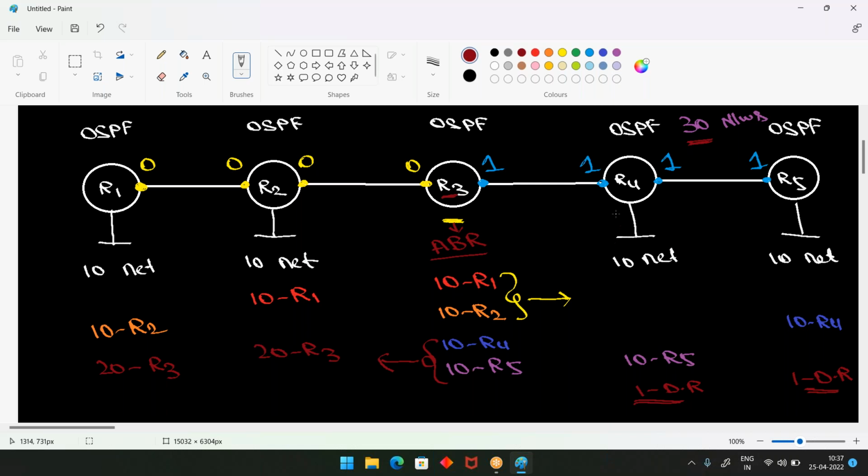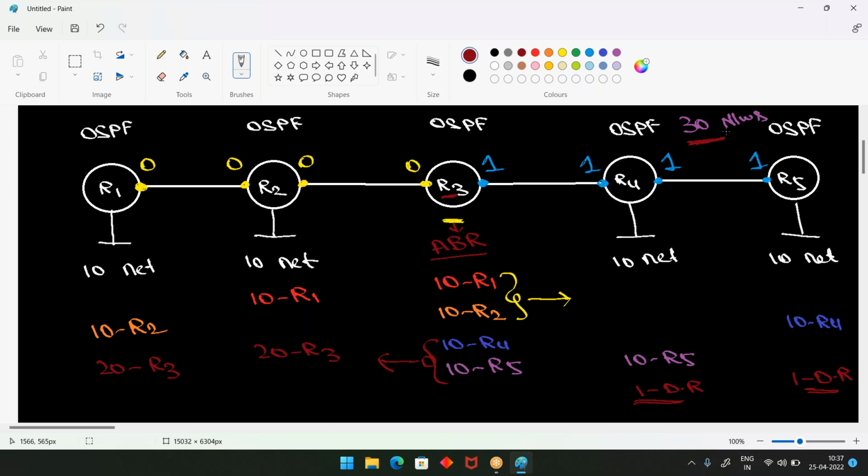Now tell me, how many networks are there in this R4 router at this time? Can we see only the 21 networks? Now tell me, can R4 install these 21 networks in the routing table? Is it possible? Of course, yes. It is possible.